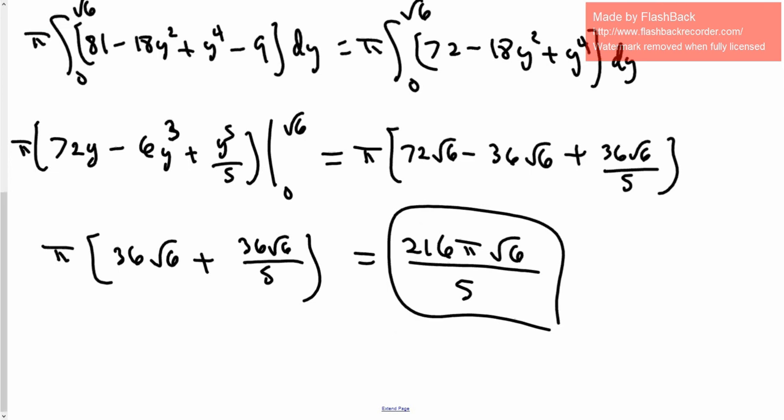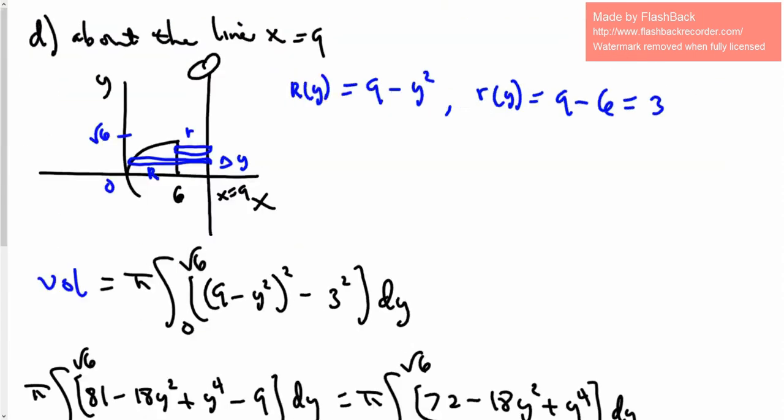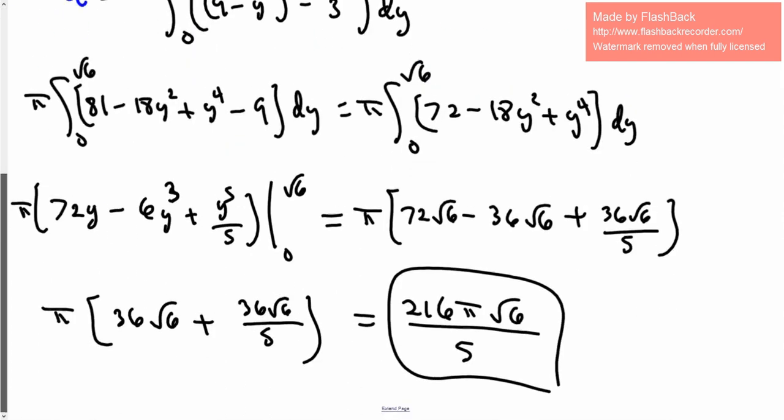Is that the answer? 216 times square root of 6 pi all over 5. Good.